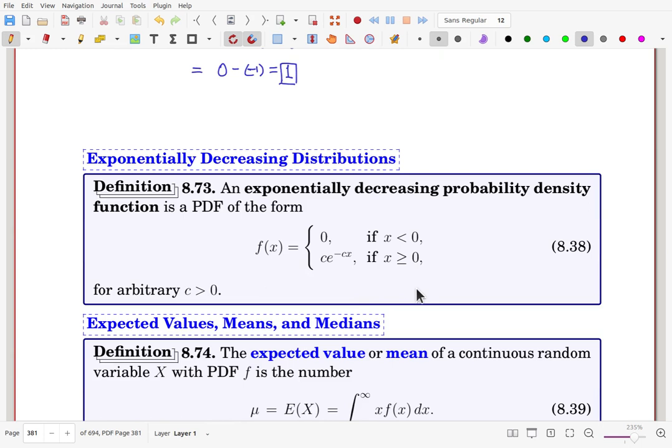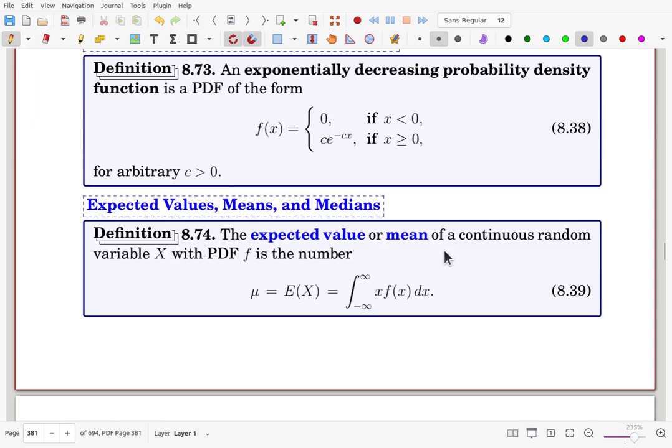Here, the exponentially decreasing distribution has this form. An exponentially decreasing probability density function is a PDF of the form: for arbitrary positive c, c times e to the minus cx on the right side, and for the left-hand side, the value is 0. That is the exponentially decreasing PDF.